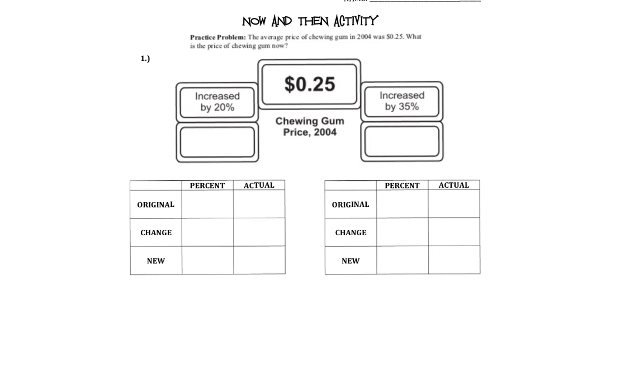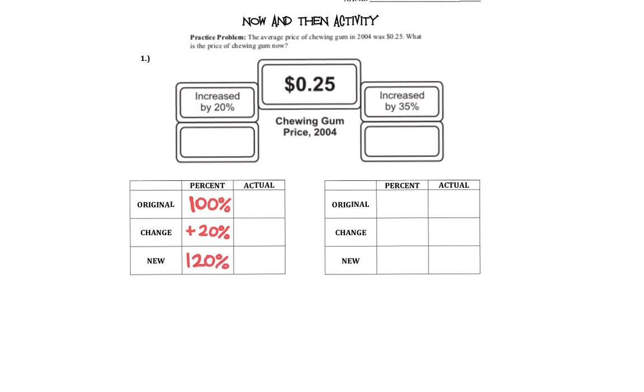It says the average price of chewing gum in 2004 was 25 cents. What is the price of chewing gum now? All right, so let's look at the left side here. We're going to look at what it would be if it increased by 20%. So there's our percent of change. As you fill in this chart, the original percent is always 100%. That always goes in that box. If it increased by 20%, then that would be plus 20% because it increased, so we're going to add it. So the new percent would be 120%.